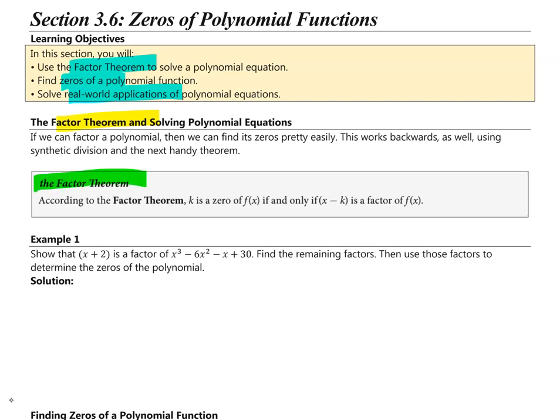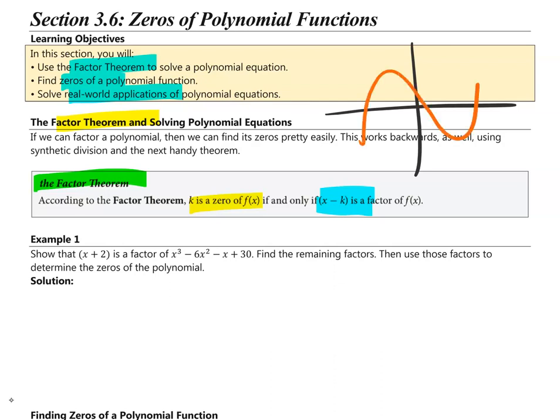Okay, the factor theorem. According to the factor theorem, k is a zero of f of x if and only if x minus k is a factor of f of x. So think about, let's say, this graph here, a cubic, as an example. These are the zeros. So we can say that we have 3 zeros here.